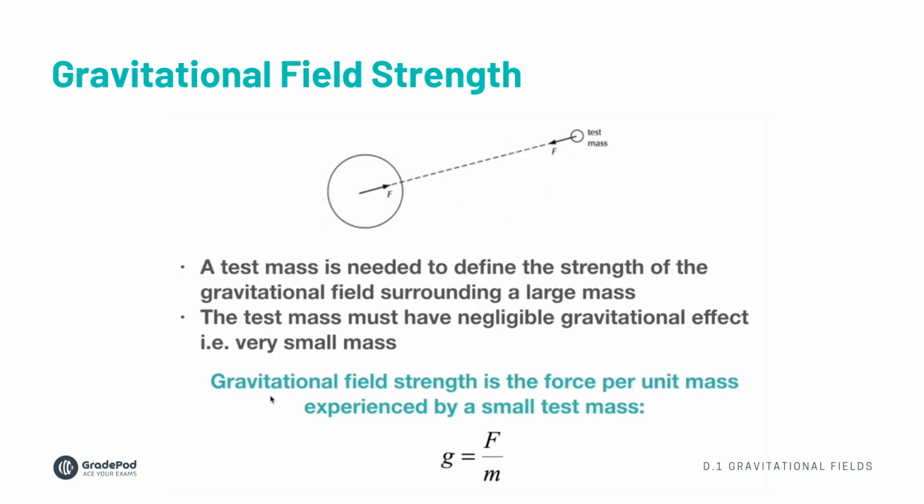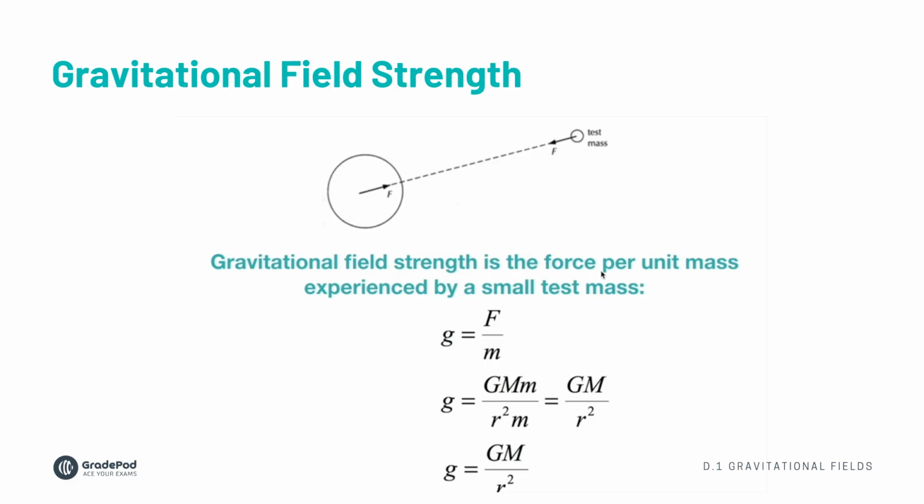And we define the gravitational field strength as the force per unit mass experienced by a small test mass. Force per unit mass. So g, which is a small g for gravitational field strength, is equal to F over m. And you may have come across this in previous studies in physics. Let's take that a little bit further.